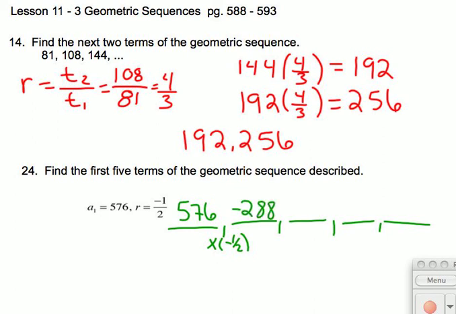Take the negative 288, multiply it by negative 1/2, I get 144. Multiply that by negative 1/2, I get negative 72. And multiply that by negative 1/2, I get 36. So the 5 terms I need are 576, negative 288, 144, negative 72, and 36.